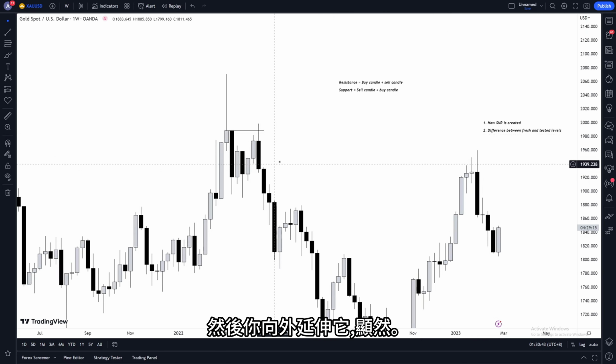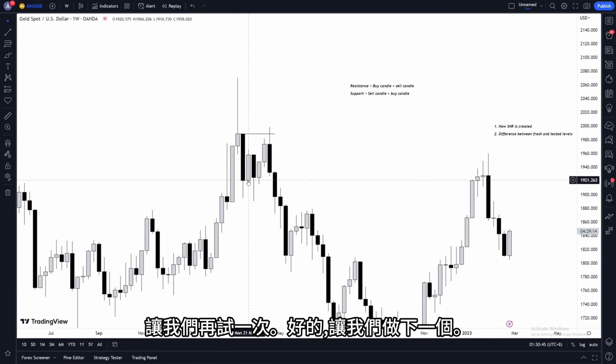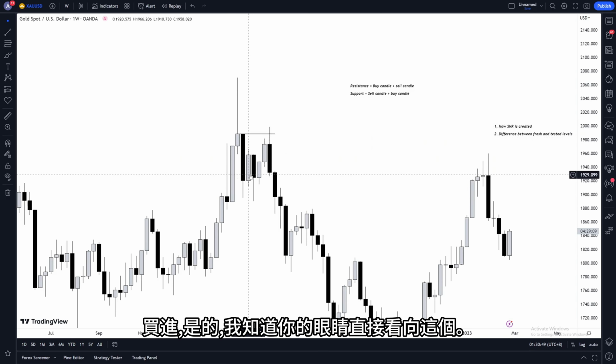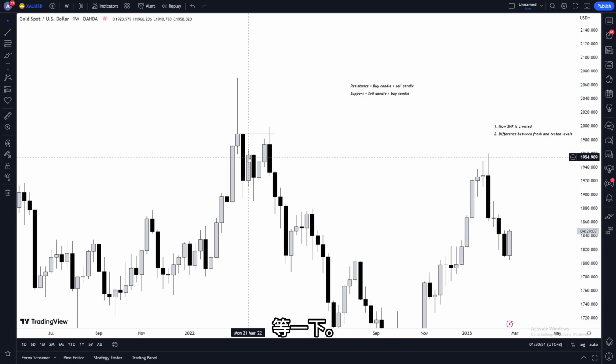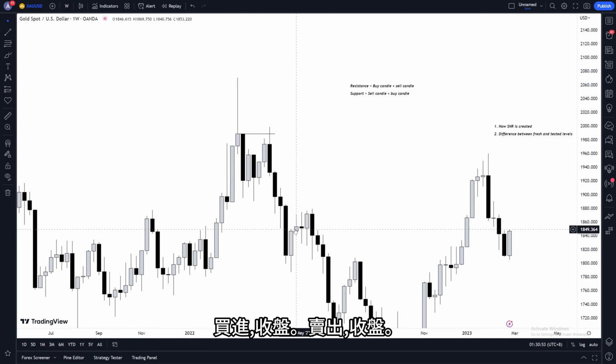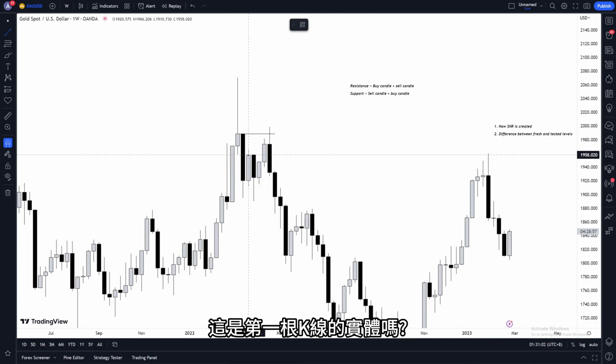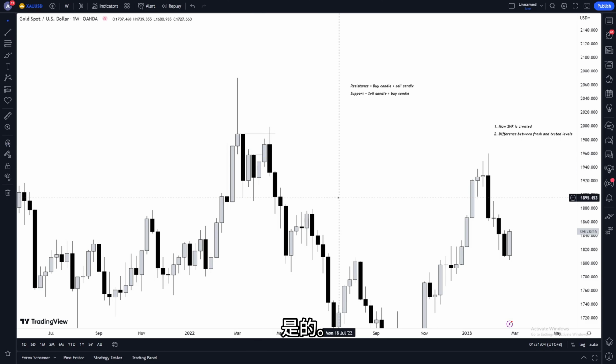So let's try again. Okay, let's do the next one. What's this? Buy. Yeah, I know your eyes went straight to this one. Hold on a minute there. Buy, closed, sell, closed. Where do you draw? Take your line out from the first buy candle's body close. Is this where the body of the first candle is? Yes. Is this where it closed? Yes. Boom. Draw it and extend it out.